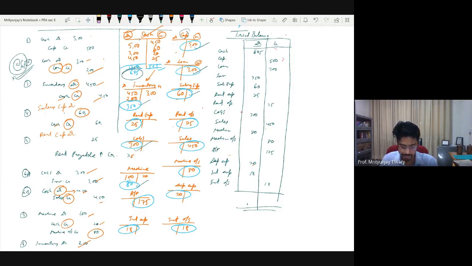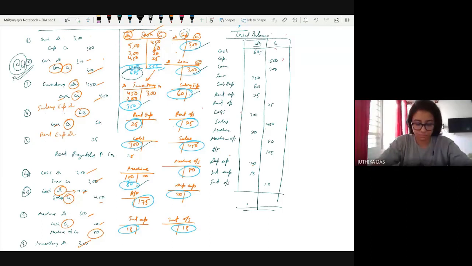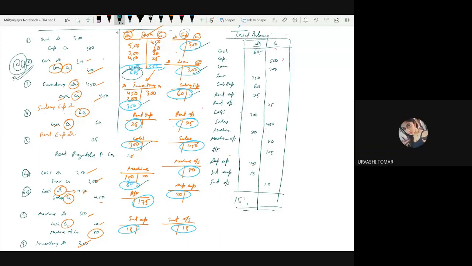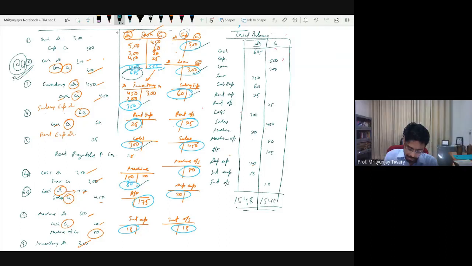Let's see. Tell me, how much is it coming to? 1548. 1548. 1548 on both sides. Both sides 1548. So that's it. That means that in totaling there is no error. So basically this total you need to be a little bit careful. If total was not matching, then definitely there is some error. If total is matching, it doesn't mean that there is no error.